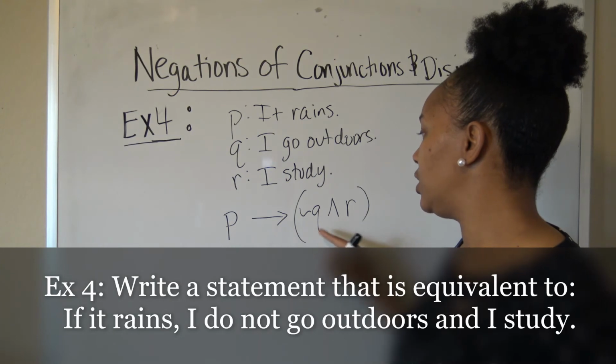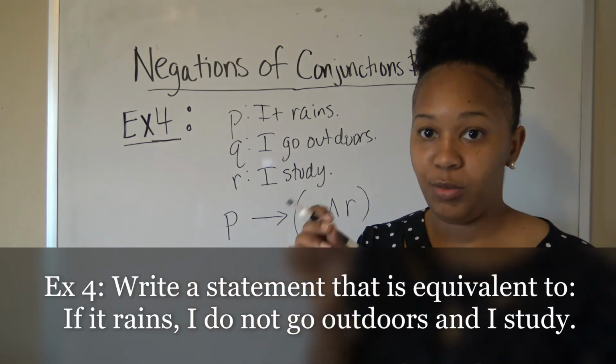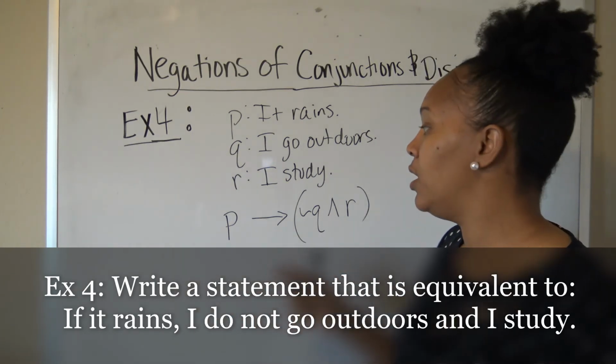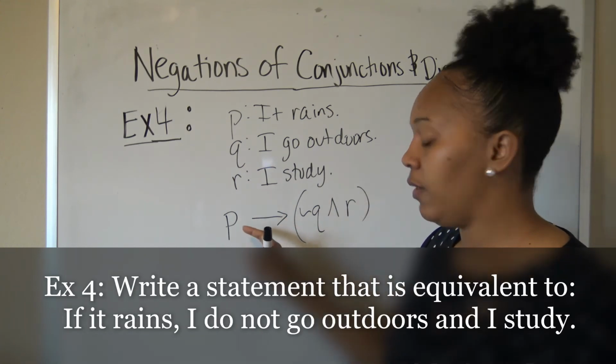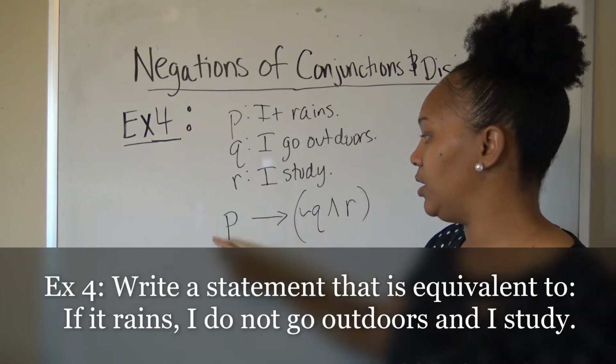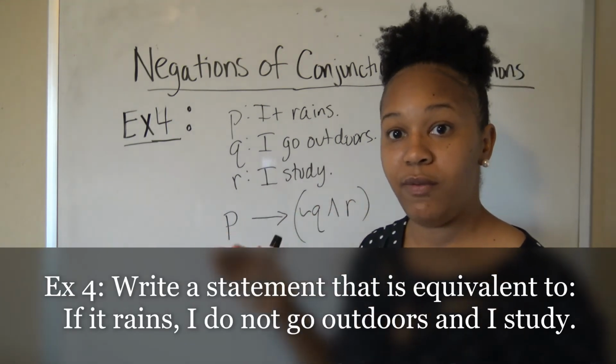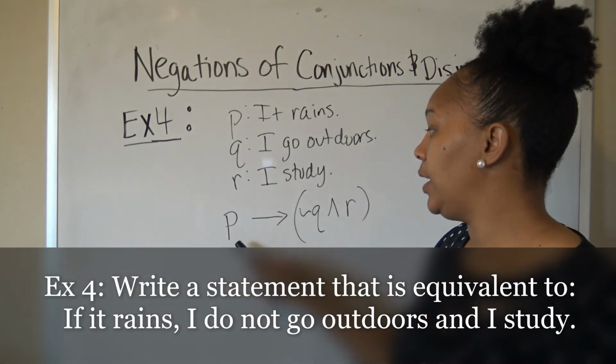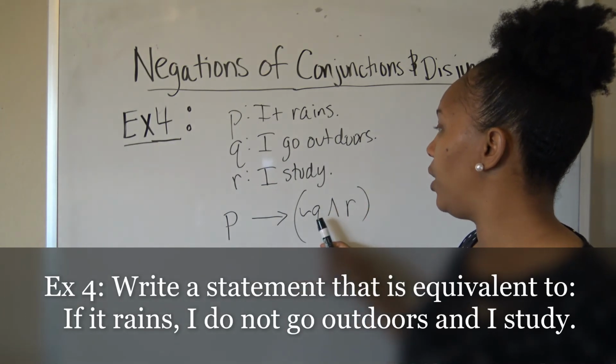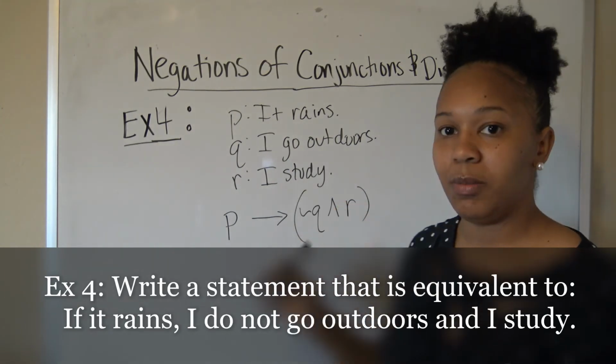Remember the placement of the comma is important. Since it's a comma after the if it rains, that means that's the first part, and what comes after that comma is grouped together for the second part. So if it rains, then I do not go outdoors and I study. This will be the symbolic form of that.